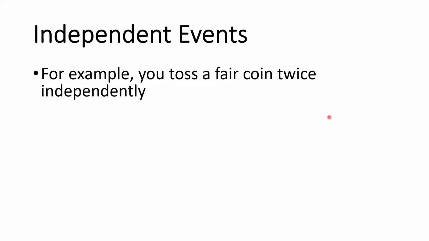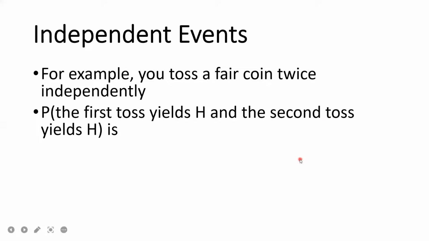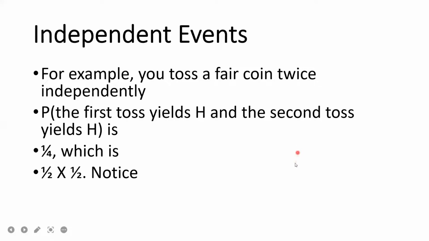Let's have a look at an example. So you toss a fair coin twice independently. So the result of one toss would not affect or be affected by the result of the other toss. Let's look at the probability that the first toss yields an H, heads, and the second toss yields an H, heads. And the probability would be 1/4, which is half times half. And notice that it's not 0.